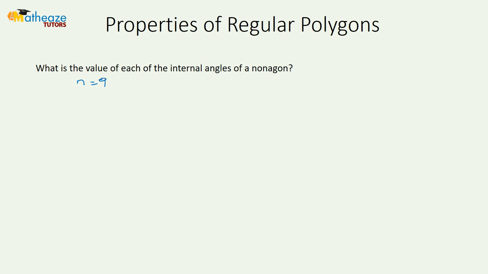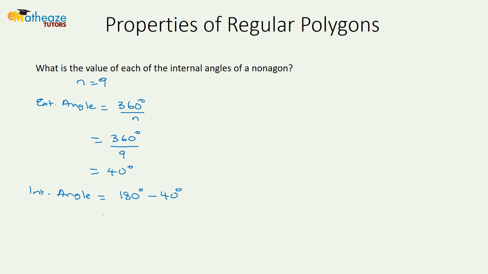Method number one is we're going to start off by finding the external angle. The external angle is going to be 360 degrees divided by n, which is 360 degrees divided by 9, which is 40 degrees. So internal and external angles are supplementary angles. So what we get for the interior angle is going to be 180 degrees minus 40 degrees, which is going to give us 140 degrees.